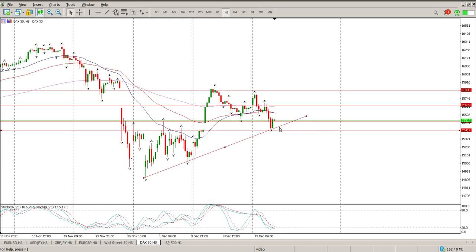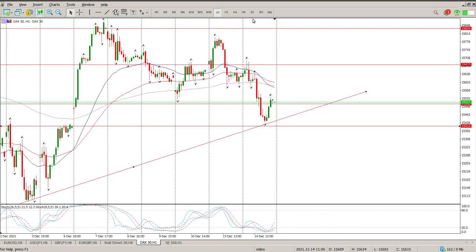You can see the three touches of that. So this is actually a pretty simple setup to trade. Let me give it to you.